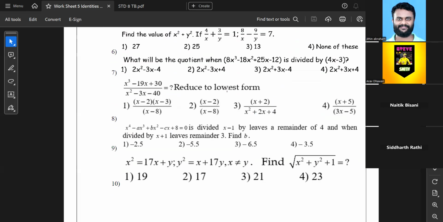We'll go for the sixth one now. Sixth one. What will be the quotient? Sorry, this is the sixth one, my bad. Find the value of x square plus y square if this is equal to 1 and this is equal to 7. When I divide them, there is a conventional method to find, but I don't think that conventional method is useful over here.